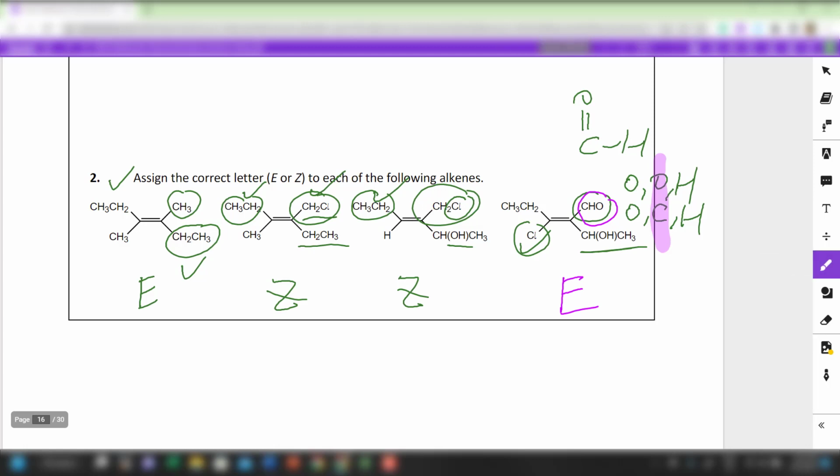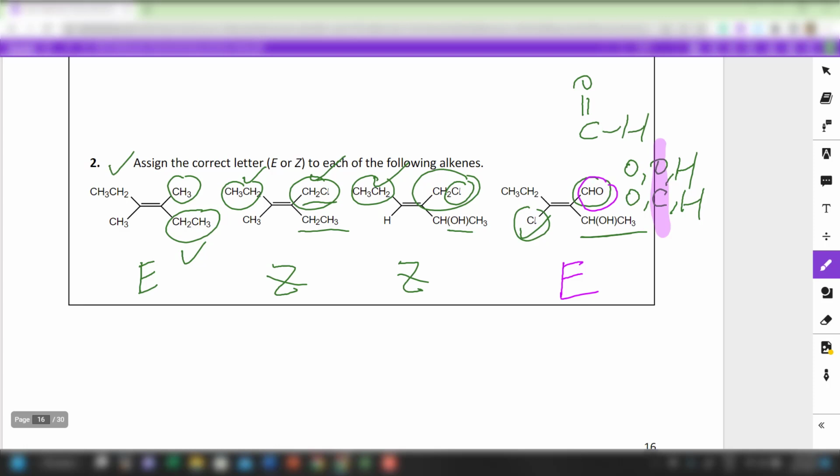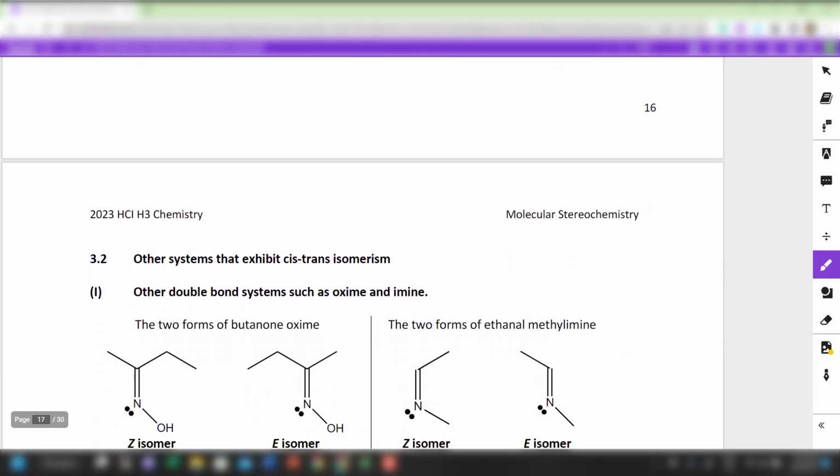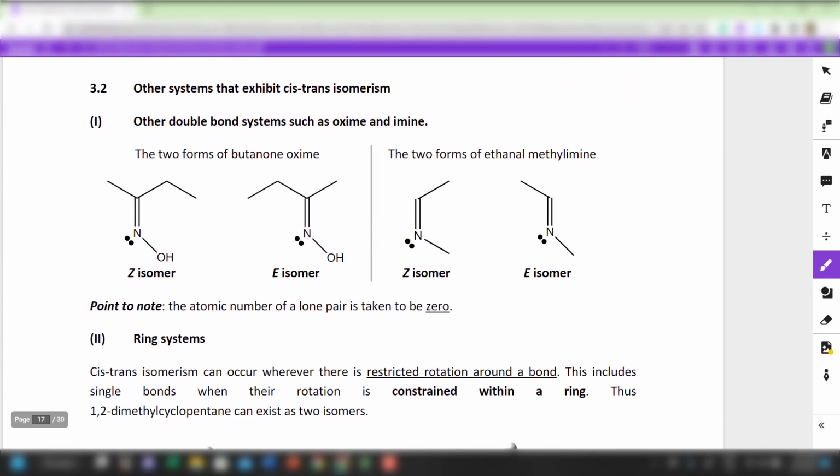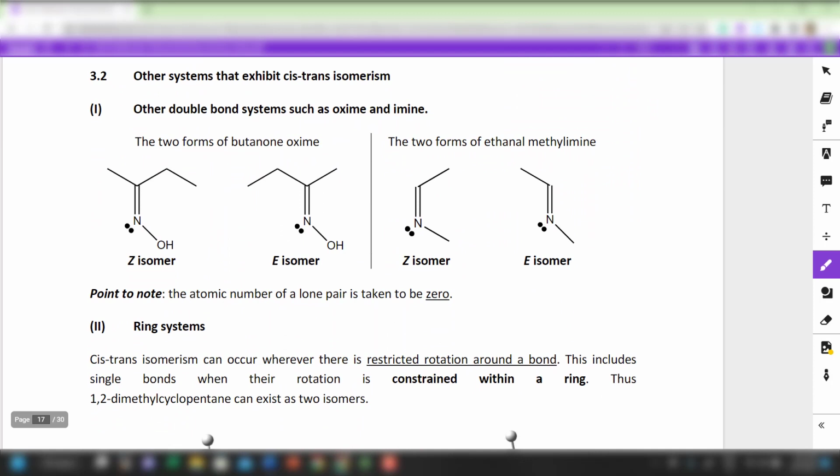If you want me to summarize it, the first thing you need to do is to assign priority. After assigning priority, then you can assign them the correct configuration. The same thing actually works with enantiomerism as well, but we'll talk about it later. So we'll move on to 3.2, other systems that exhibit cis-trans isomerism.